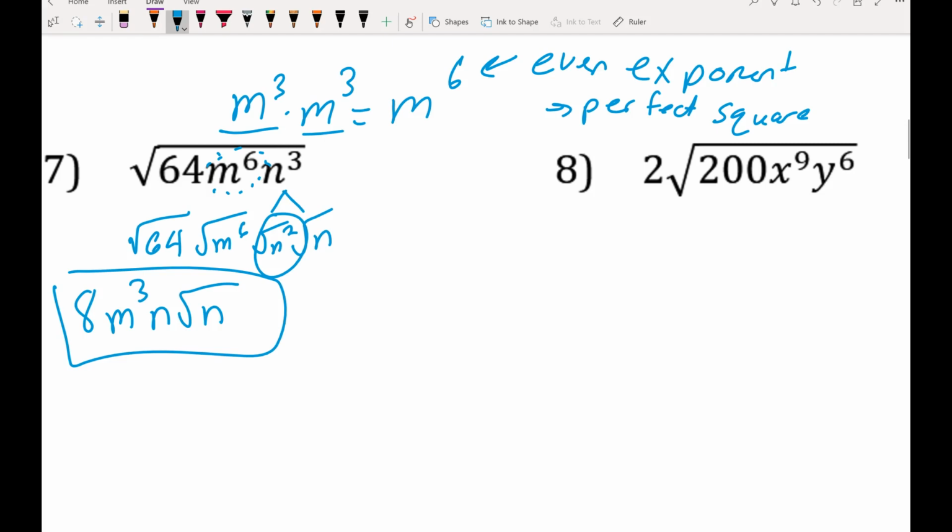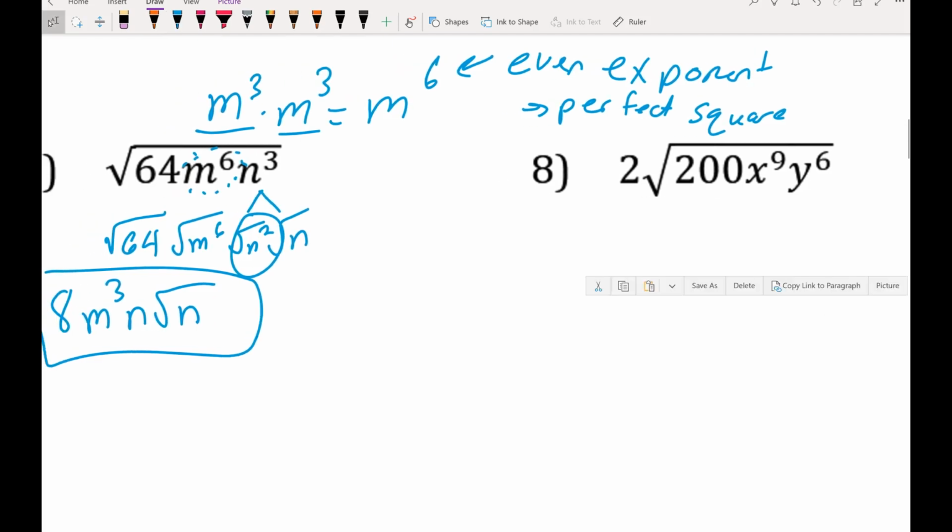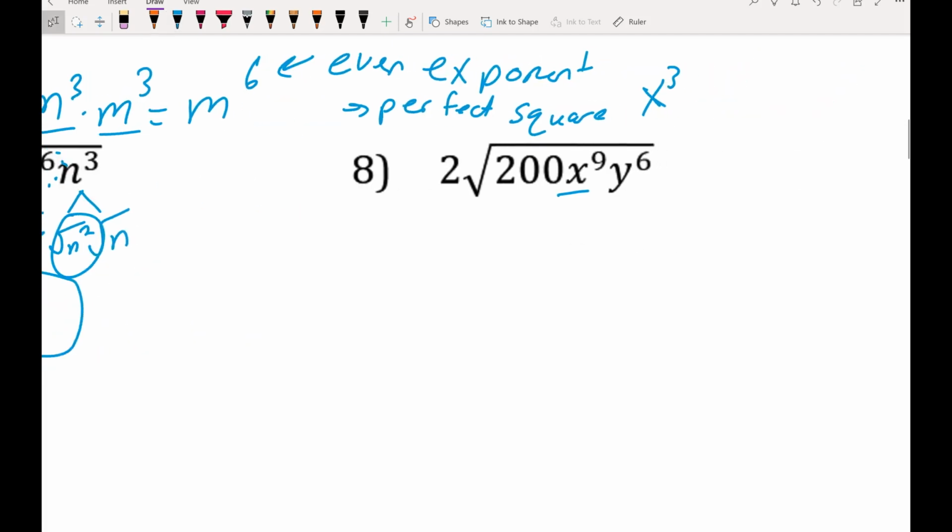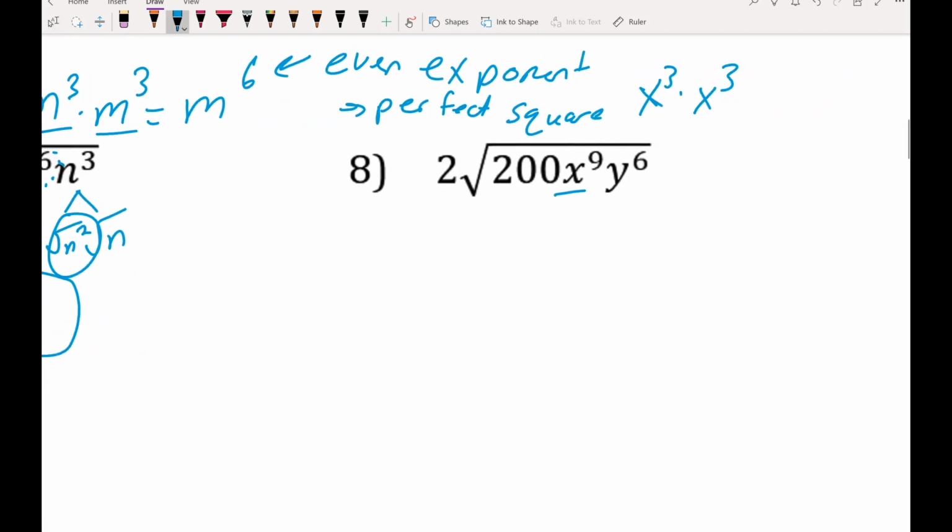For number 8, it's a little trickier to think about, but this x to the 9th here, a lot of people look at that and say, oh, well, that's x to the 3rd times x to the 3rd. But when you multiply bases, remember you add exponents. So x to the 9th actually isn't a perfect square. So let's see what we could do with that.